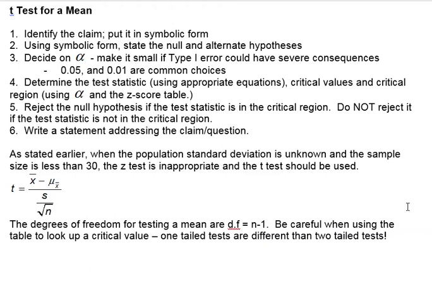And that's to account, remember, for the higher degree of uncertainty that we have when we've got a small sample and we are not able to approximate the population standard deviation. So the degrees of freedom for testing a mean are the same as they were for doing an estimate, n-1. But what's different is we now have the situation where we sometimes have one-tailed tests and sometimes have two-tailed tests.